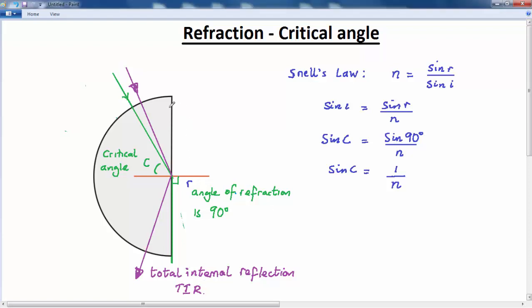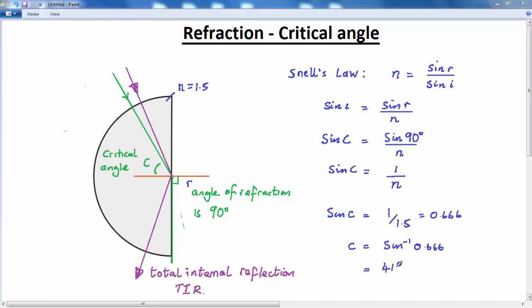So let's just say for example that this block has a refractive index of 1.5, n equals 1.5. Then what would be the critical angle? Well, we write sine of C is equal to 1 divided by 1.5, which is equal to 0.66. So the critical angle would be the inverse sine of 0.66, which is equal to about 41 degrees.